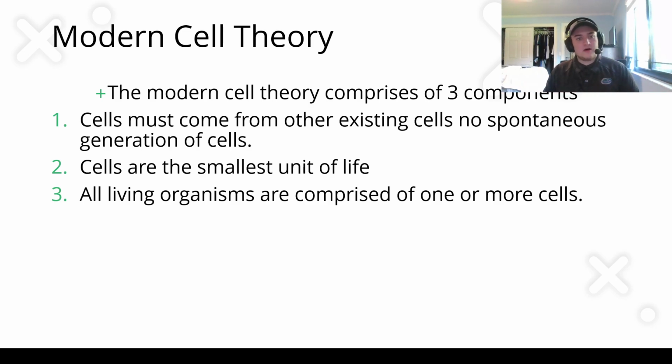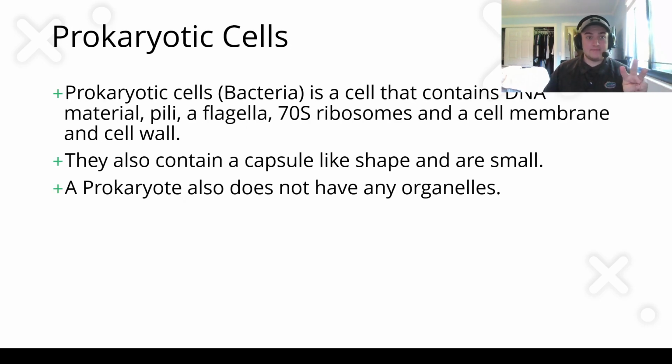The third one, all living organisms are comprised of one or more cells. Prokaryotes are one cell. Algae, some of them are one cell as well. But us, we're multicelled. We're made up of billions of cells, actually. So these three components make up the modern cell theory today.